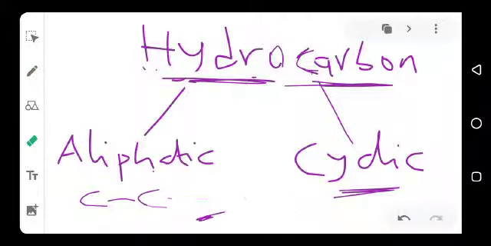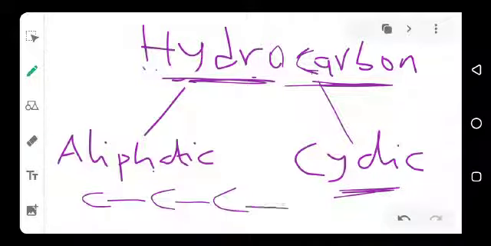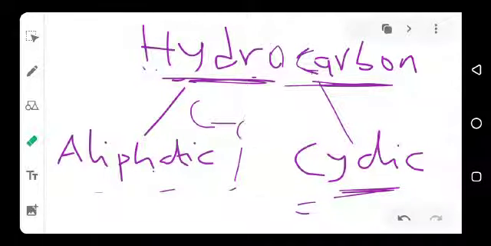Also, when we draw a branched chain hydrocarbon, maybe this one goes this way and this one also goes this way, this branched chain hydrocarbon is also an aliphatic hydrocarbon. So any hydrocarbon that has a straight chain or branched chain structure is called an aliphatic hydrocarbon. But when we have something that has a ring structure or a closed structure, we call it a cyclic hydrocarbon.